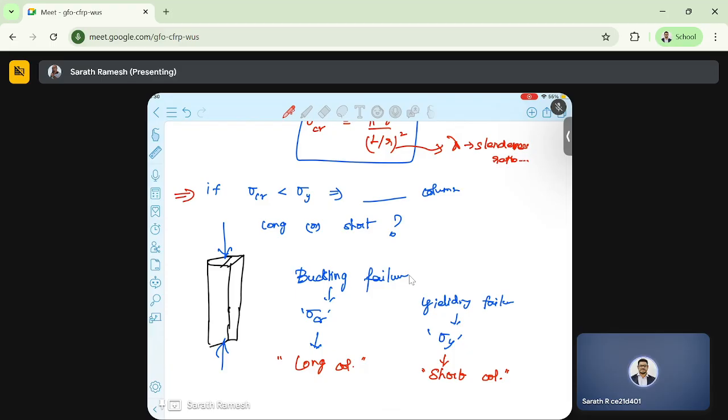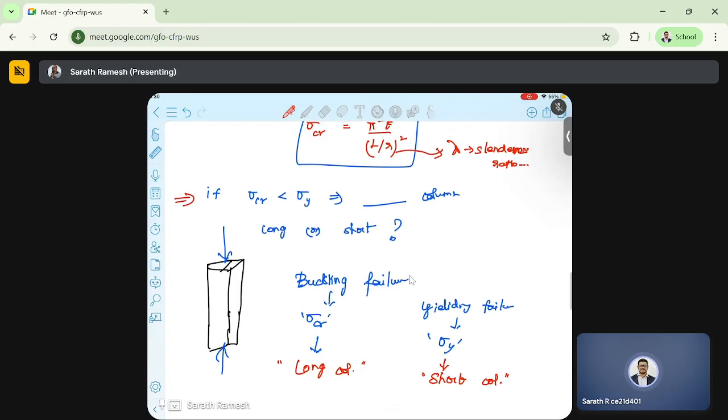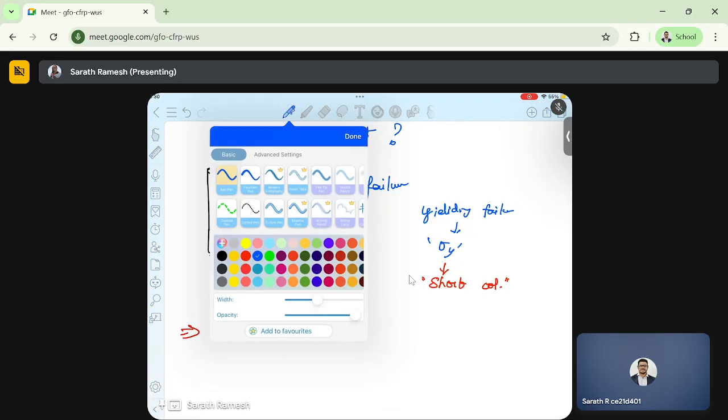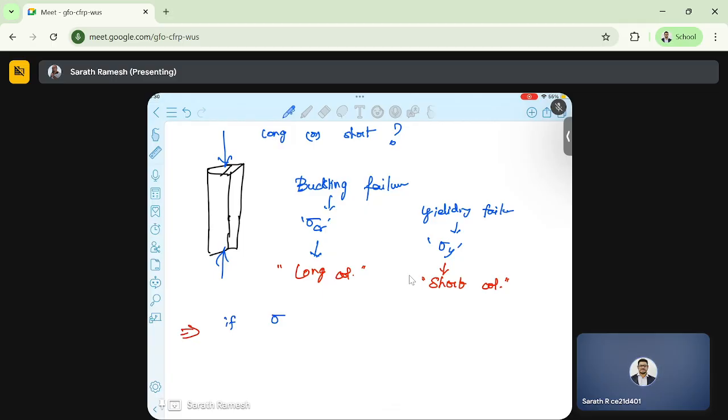If sigma CR is less than sigma Y, which means my column can buckle before it yields, so it is a long column. Suppose sigma CR is greater than sigma Y, we say it is a short column, right? Because before my column buckles, my column is going to fail by yielding, right?